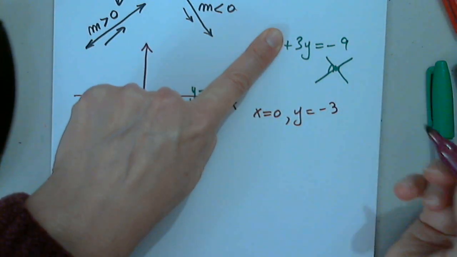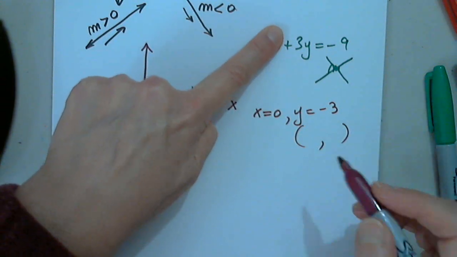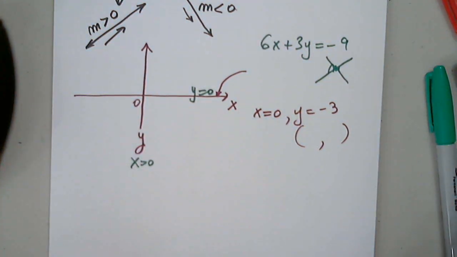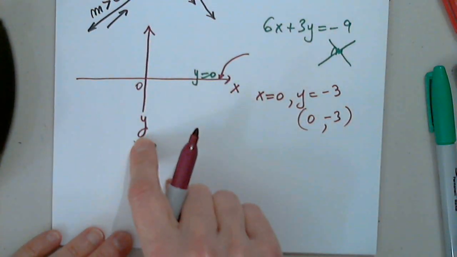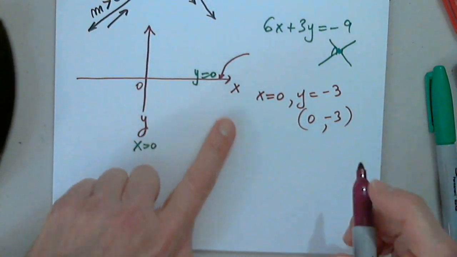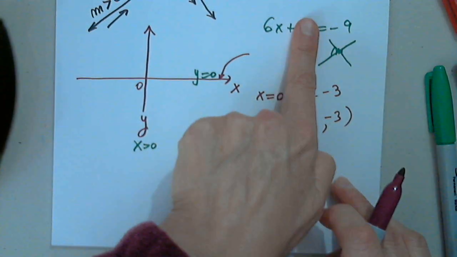Yes. Can anyone give us the point? Right here, right now, I have to write the point: 0 and -3. So I found the y-intercept. Now I want to find the x-intercept. I make it y equals 0.